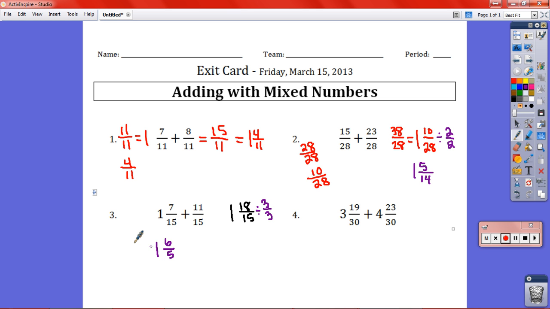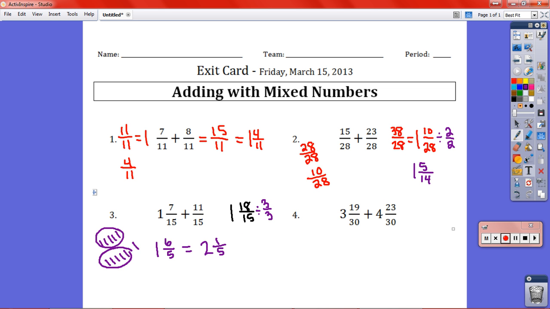So I have 1 whole, 1, 2, 3, 4, 5. And then I have 6/5. 1, 2, 3, 4, 5, 6. This makes another whole, because 5 is a whole. So I have 2 wholes and 1/5. So basically, I took 5 pieces out. I added that as another whole over here. So now I have 2 wholes, and then I had 1 piece left over.